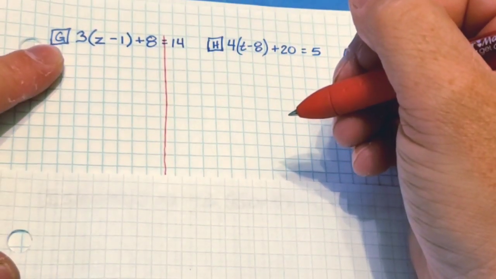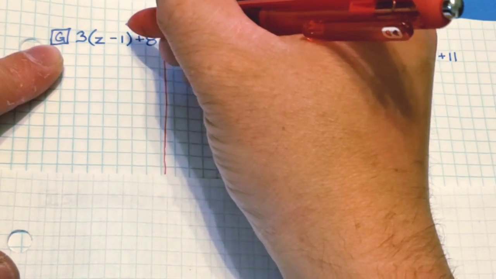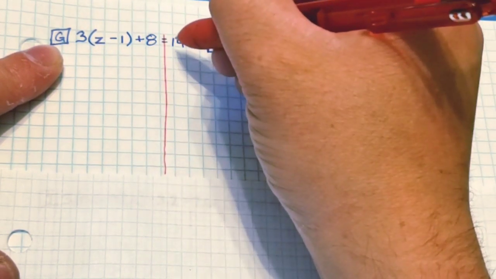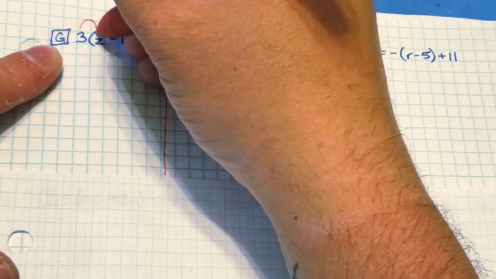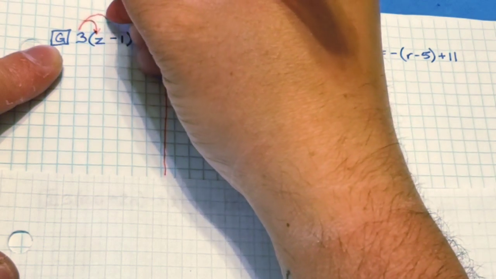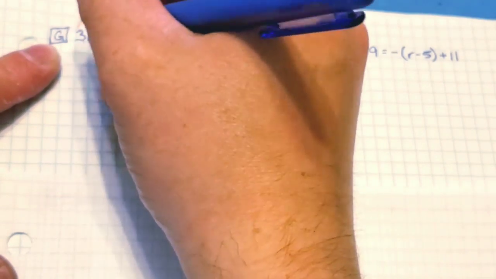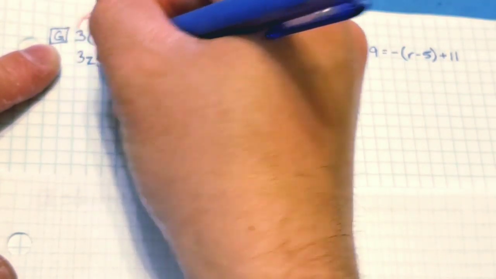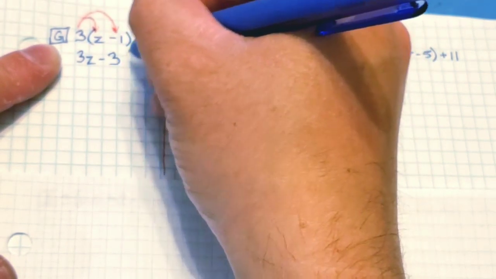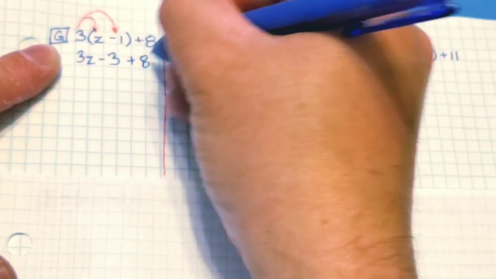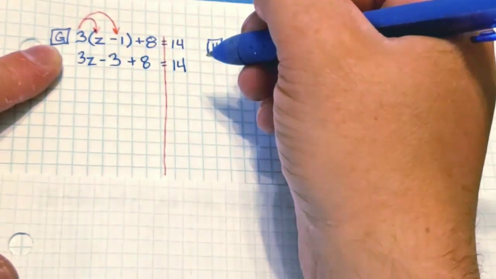All right, look over here. There's a 3 times the quantity z minus 1 plus 8 equals 14. So remember when you're distributing that everything inside has to be multiplied by this thing outside. So 3 times z is 3z. 3 times negative 1 is negative 3. The plus 8 was not in parentheses, so it just comes down, equals, and then bring down your 14.